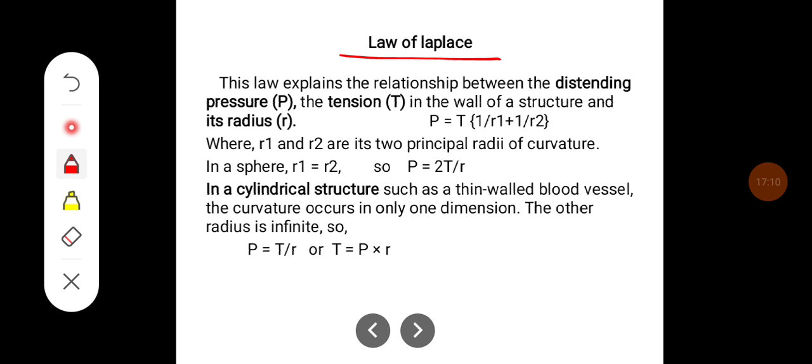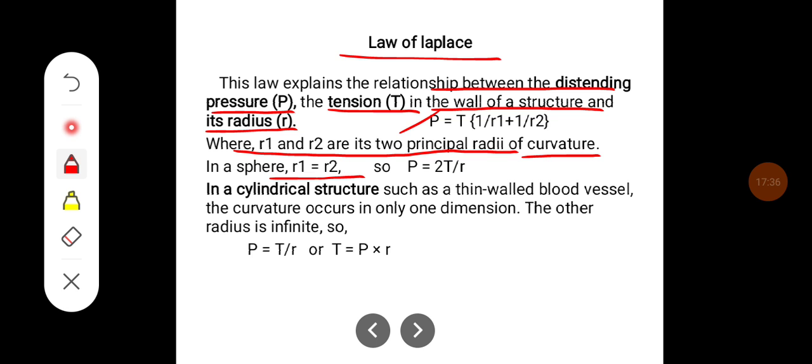The law of Laplace. This law explains the relationship between the distending pressure, tension in the wall of the structure, and the radius. So pressure can be given as T into 1 by R1 plus 1 by R2, where R1 and R2 are its two principal radii of curvature. In a sphere, R1 is equal to R2, so the formula becomes P is equal to 2T divided by R.